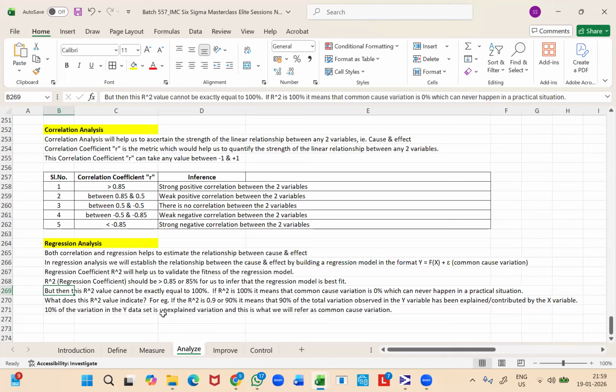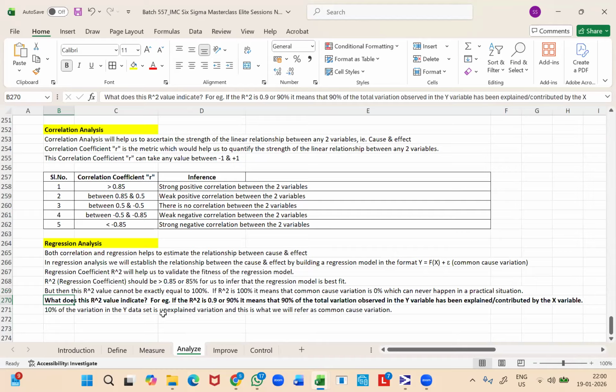As we discussed just now, the R square value cannot be exactly equal to 100%. If the R square value is exactly equal to 100%, it would mean that the common cause variation is 0%, which can never happen in a practical situation. But then what does this R square value actually indicate? That is very important, right? Because you can get a question pertaining to this in the final assessment.